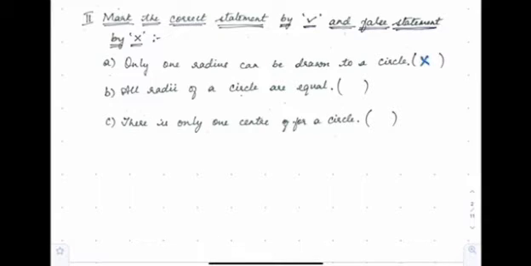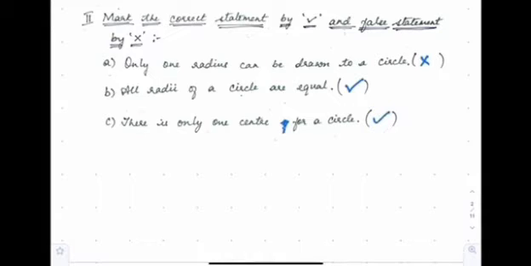All radii of a circle are equal. That is true. Correct? Now, there is only one center for a circle. That is also true, for a circle. Did you all get it?